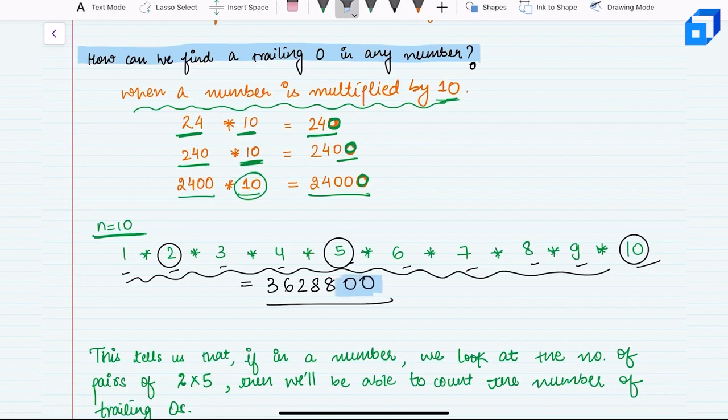That means there must be two tens, right? There must be number of tens equal to 2 that are contributing to two zeros. So how are we getting that? One 10 is here and one 10 is formed by the combination of 2 and 5. If we multiply 2 and 5, we'll get 10, right? So this is 10 and we will get 10 from here. So that accounts for two zeros.